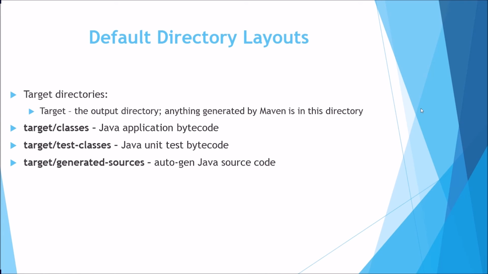It's an output directory. Anything that Maven creates is thrown in there. The main release artifact is in this directory. Target classes, that's the Java application bytecode. Target test classes, that's the Java unit test bytecode. Target generated sources is your auto-generated Java source code. And then we can have subfolders in there as well.